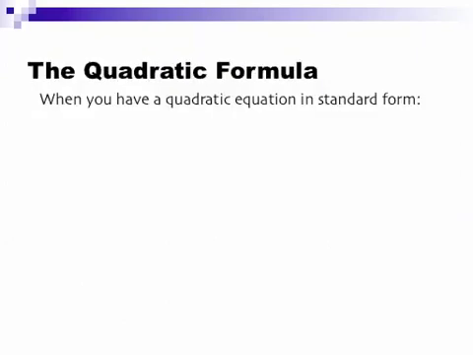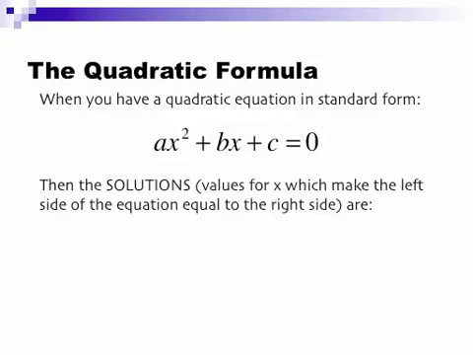Enter the quadratic formula. When you have a quadratic equation in standard form, that is, ax squared plus bx plus c equals 0, it's important in this case that it's all set equal to 0 and that there is a single squared term, a single x term, and a single constant term. If we have a quadratic equation in standard form like this, we can find the solutions, that is the numbers I can plug in for x that make the left side of the equation equal to 0, given by the following formula.